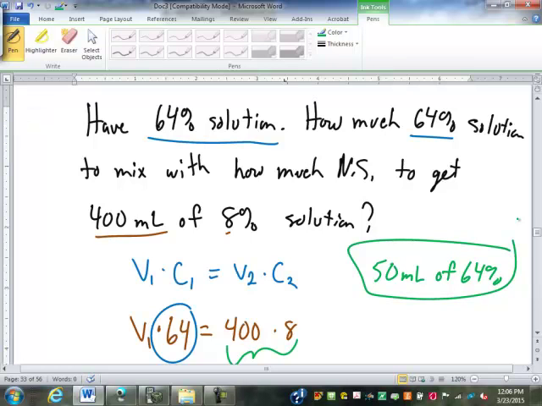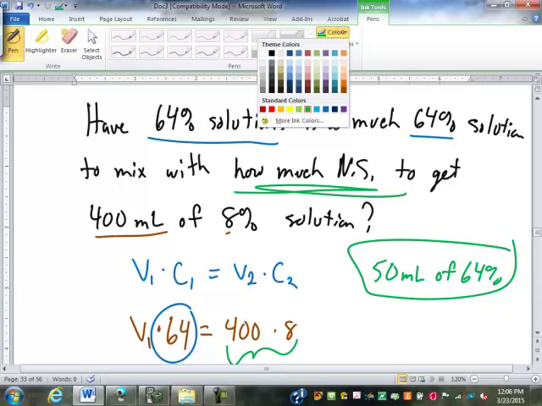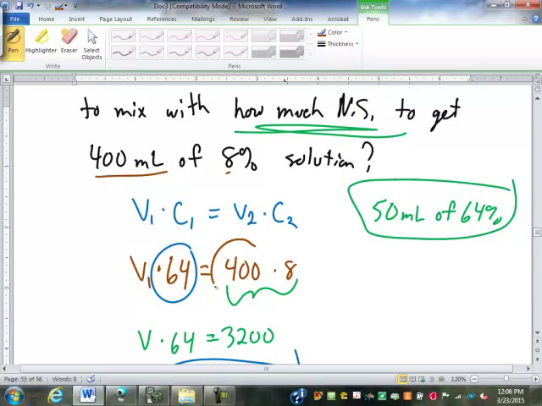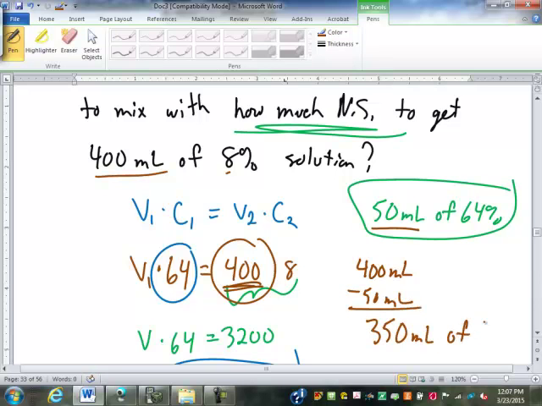It also asked how much sterile water, or how much neutral solution, needed to be added to that. To find that, we had a volume of 50 milliliters of 64%. We got 400 milliliters of the 8%. The only thing that could make up that difference in volume is our saline, our neutral solution. So 400 milliliters minus 50 milliliters equals 350 milliliters of the sterile water.